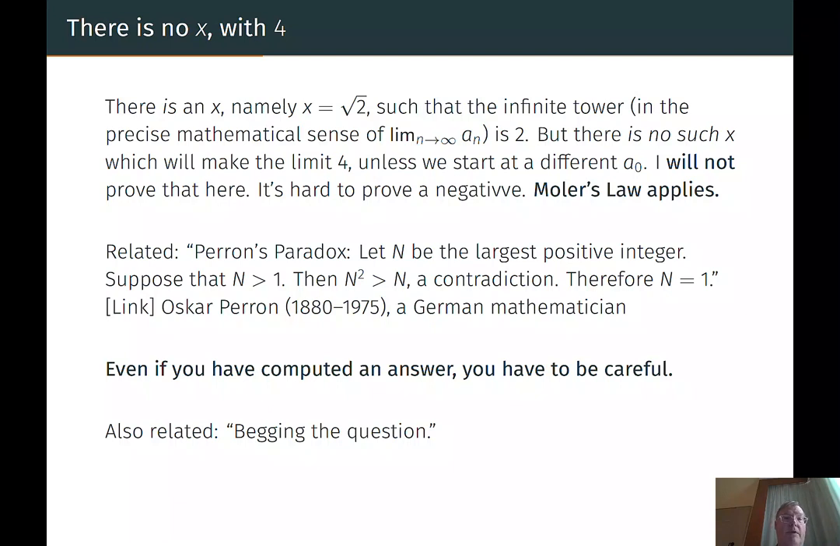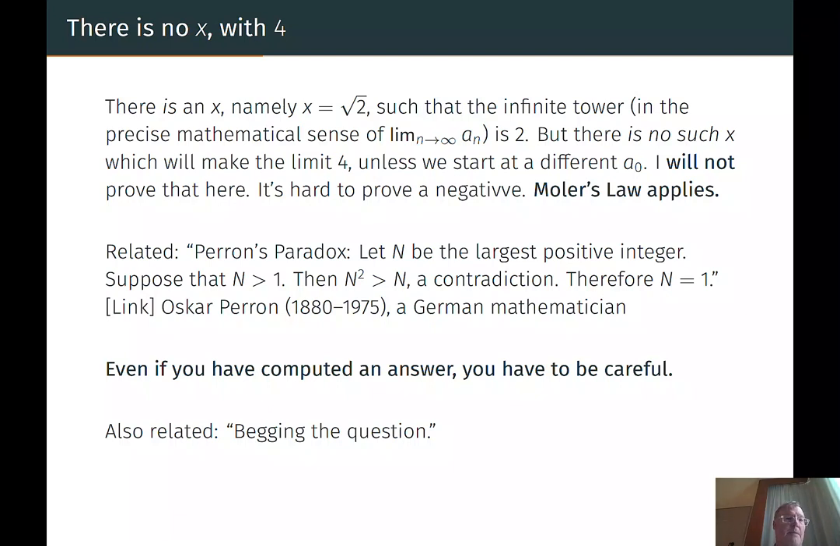Unless we start at a different a0. Can't start at a0 equals 0. And I'm not going to prove that here. It's hard to prove a negative. Mohr's law applies here. The hardest thing to compute is something that doesn't exist. Even if you've computed an answer, the answer is wrong, and not only that, paradoxical.